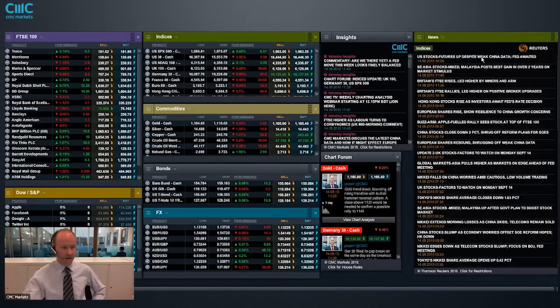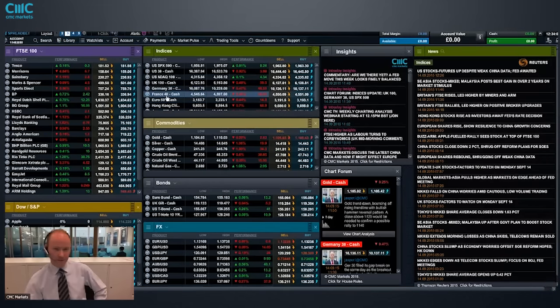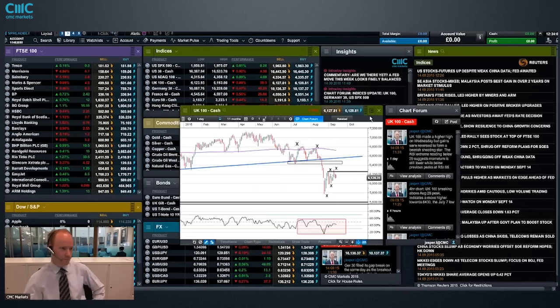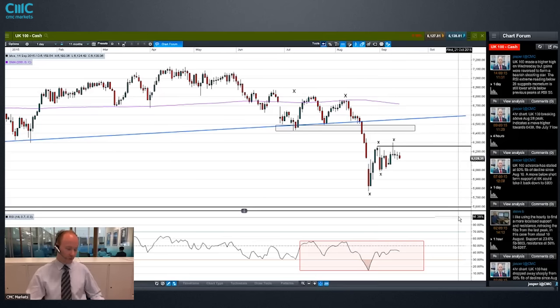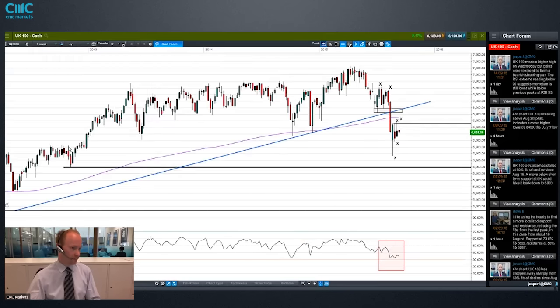Now, US 30 is very much the same. I don't think there's a need to look at that. I thought the S&P is slightly cleaner looking. If we jump over to the UK. Now, you notice all these markets look pretty similar. Let's circuitously remind ourselves of the weekly situation.